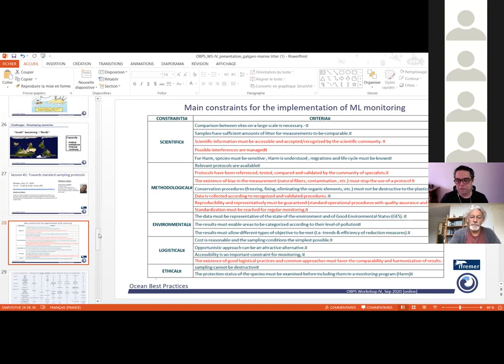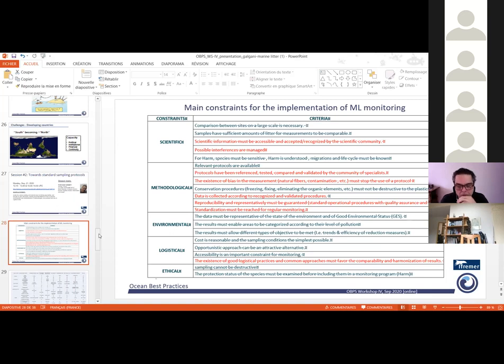Environmental constraints also are important. It must be representative. This is exactly the same example as the beach. Beach litter is not only marine pollution, but also land pollution, sometimes mixed. Sometimes it's more one of the two types, and sometimes it's the other. And the results must enable categorization according to the level of pollution. I will give an example on threshold later. And also, the results can support different types of objectives, like trends, amounts, for instance, but also efficiencies of reduction measures.